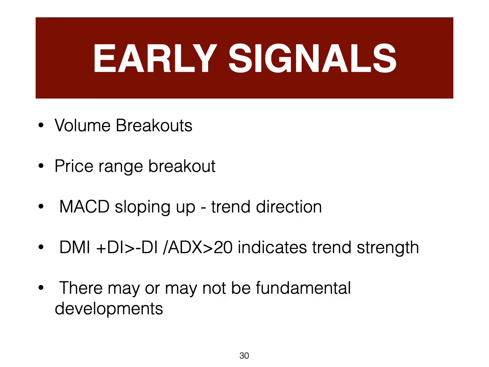What are the early signals of a possible momentum trade? First, we have volume breakouts. Second, price range breakout. Third, the MACD is sloping up, which indicates trend direction. Fourth, the directional movement index indicates that the buyers are stronger than the sellers, and the ADX indicator is higher than 20. This indicates trend strength and therefore strong momentum. Now, there may or may not be fundamental developments behind the move.